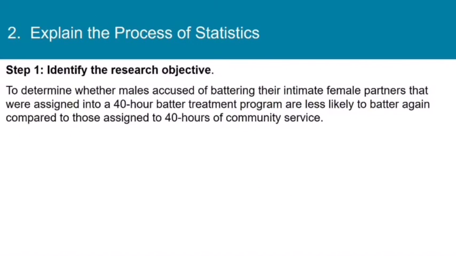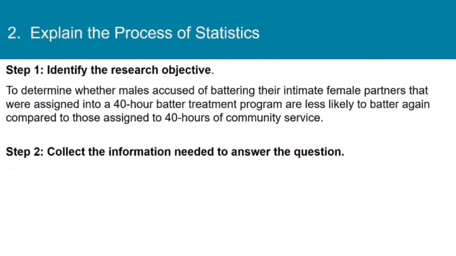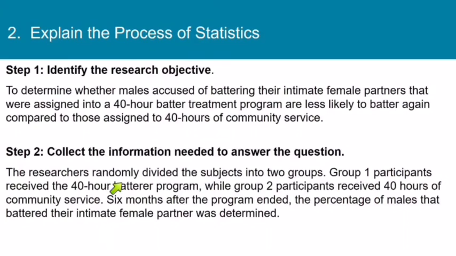Okay? After we identify the research objective, then we want to collect the information needed to answer the question. So how did they collect information? They randomly divided the subjects into 2 groups, and Group 1 participated in the 40-hour batterer program, while Group 2 participants received 40 hours of community service, and 6 months after the program ended, they went back to determine what percent had repeated the offense.